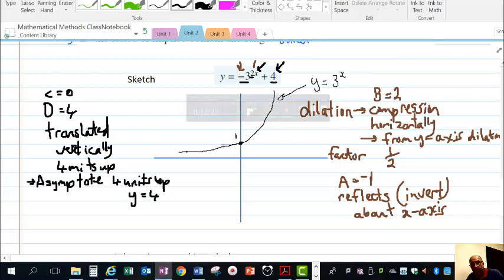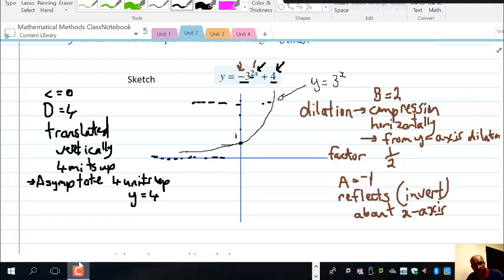The other thing to note is that the asymptote will therefore be 4 units up. The asymptote, remember, is on the x-axis, or y equals 0. It'll be up, so it'll be at 4. So 1, 2, 3, 4. The asymptote will be up here. So ready to draw it now. It's quite different to the original function. Let's have a look at that.